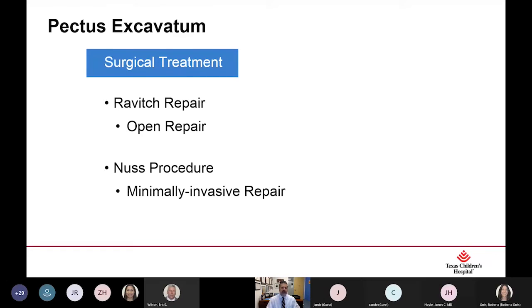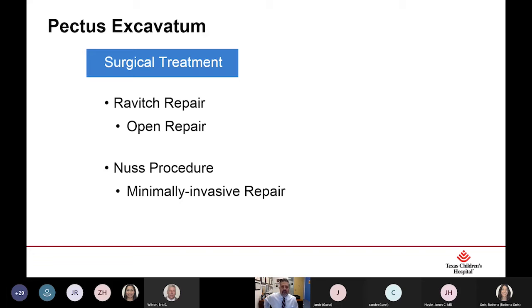Now, our choices for repair are two, and I can tell you that pectus excavatum is essentially a surgical disease, although we'll talk a little bit about that in the non-surgical category in a minute. So for surgical disease, we have two options. One is a Ravitch repair, which I'm actually going to talk about when we talk about carinatum, because it's no longer the gold standard for repair in these patients.